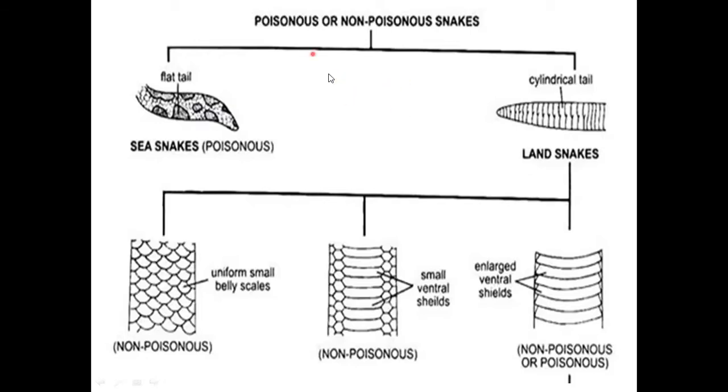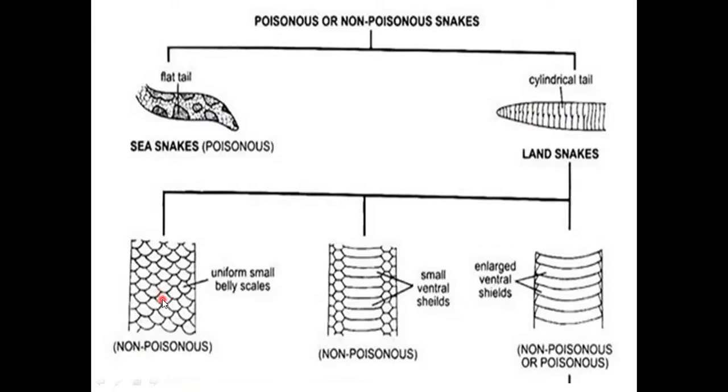So see here, if the snake is a sea snake and its tail is laterally compressed, it is a poisonous snake. And if the snake is terrestrial, the tail is rounded or cylindrical and not compressed. So examine its ventral scales. These are the ventral scales shown in this diagram.